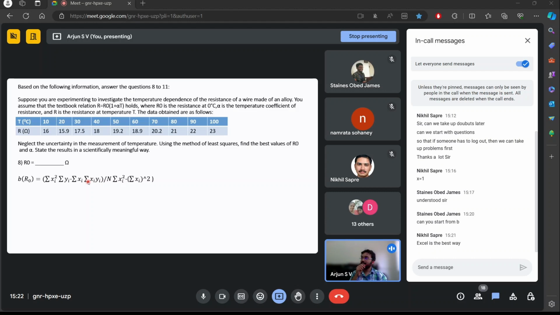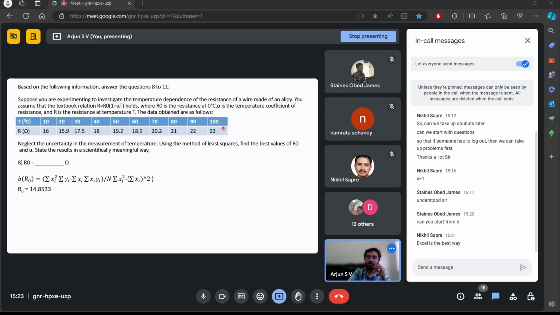So you can consider t as x and r as y. You can just square everything, add them, and have all the values for xi square, xi the whole square, and xi yi. For xi yi you multiply both t and r, and then add all of them to form the final value. Sigma xi is you just add all these x values, and sigma yi you just add all the y values.